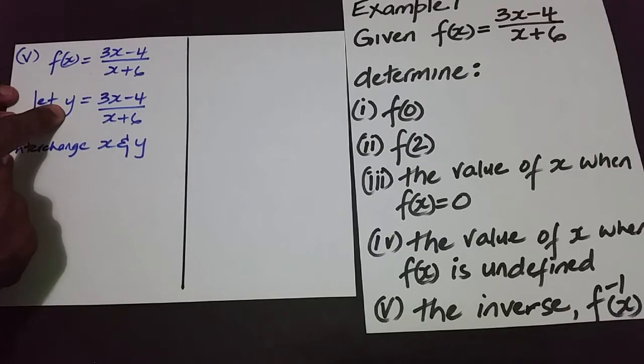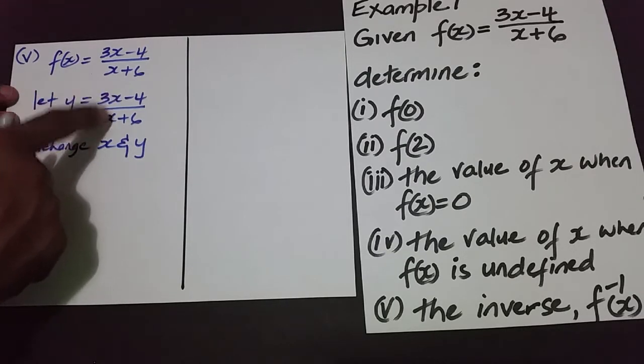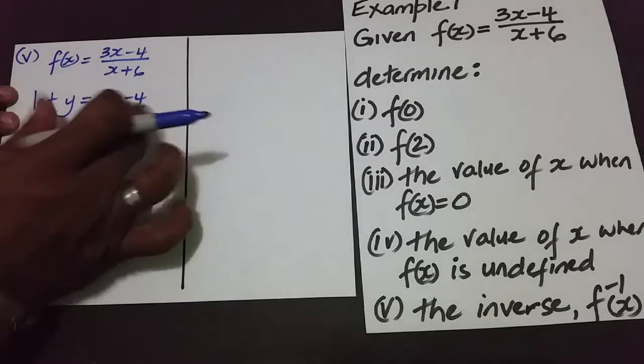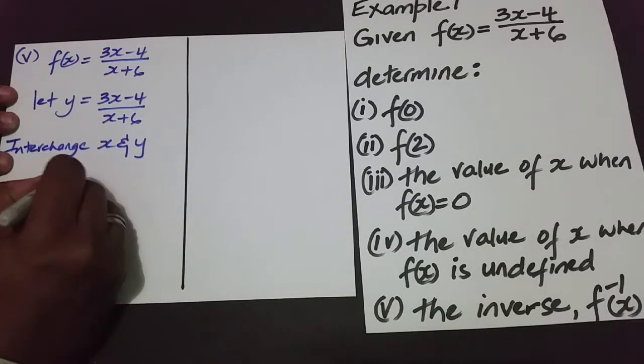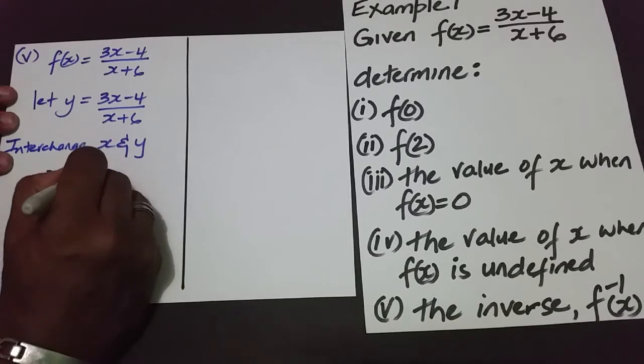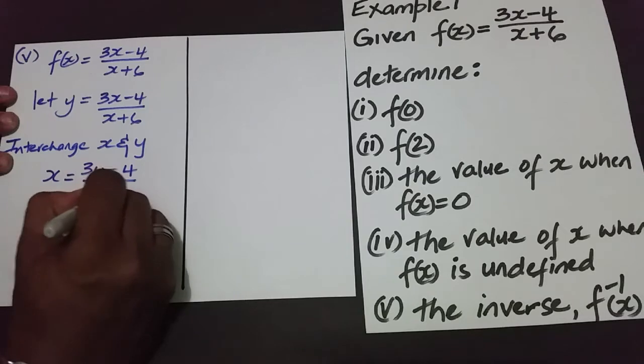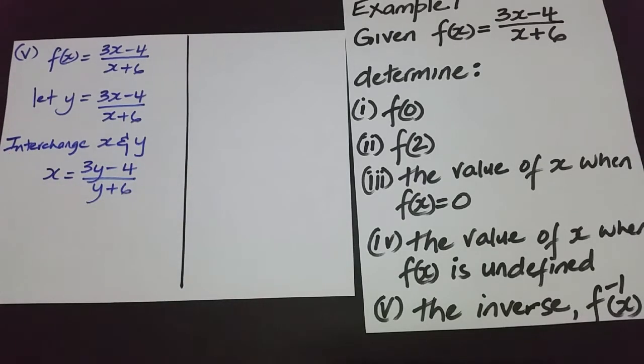So we have y here, so we're going to put x there, and wherever you see x, we're going to put y. So we're interchanging x and y again. Wherever you see y, we put x, and wherever you see x, we put y. So looking at this, it's going to become x equals (3y - 4)/(y + 6). So we simply changed the positions of x and y. And as I said before, this is just a rule that we follow to find the inverse.